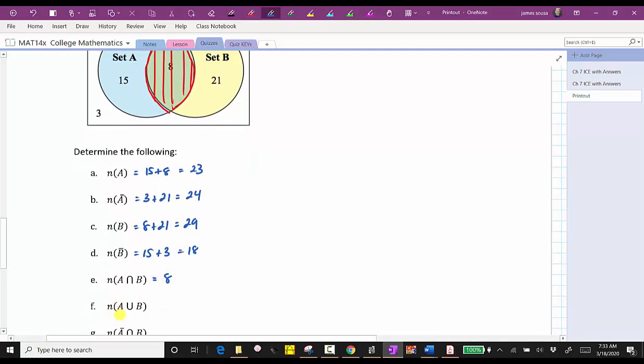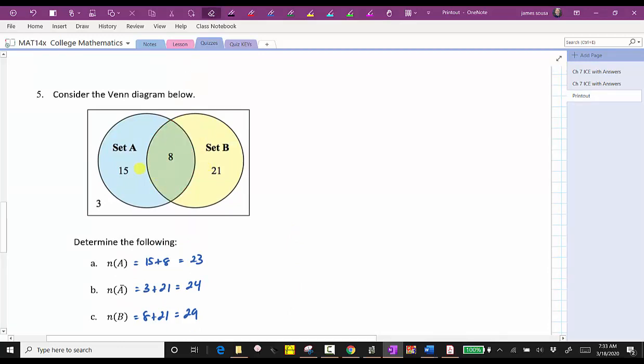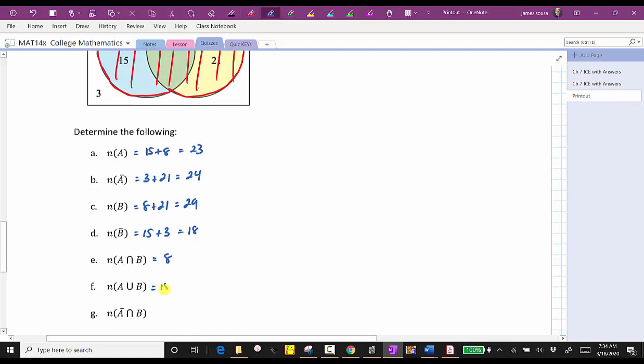Next, we have the cardinality of A union B, which would be the number of elements in set A or set B. So the union of set A and B is this set here. The number of elements would be 15 plus 8 plus 21. 15 plus 8 is 23. 23 plus 21 is 44.